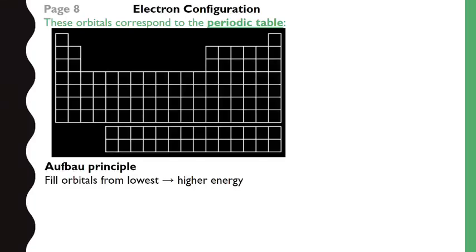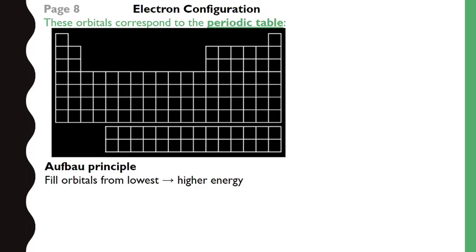So here on page 8, we learned the basics of electron configuration. This is sometimes called complete configuration. This is the normal full configuration that labels every single electron in an atom, where it's at, what energy level, and what orbital shape it has.